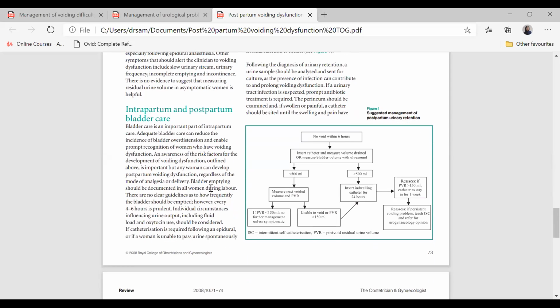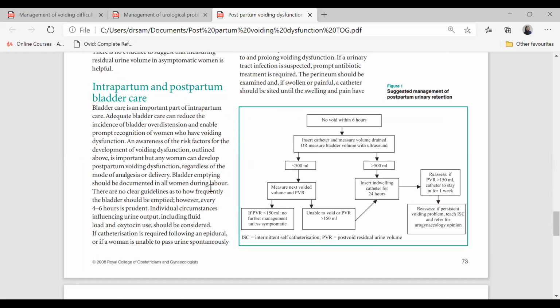Let's see. This flow chart is very, very important. If you only remember this flow chart, it is an excellent flow chart. I really love it. So you see, this is more than 500 ml. If you don't remember anything, just remember this. If it is more than 500 ml, you have to insert the indwelling catheter for 24 hours. Then reassess: your second cutoff is 150. If it is more than 150, then leave the catheter for 1 week, and then reassess. If there is a persistent voiding problem, then teach intermittent catheterization and refer to urogynecology. All the answers for management of voiding dysfunction are here.